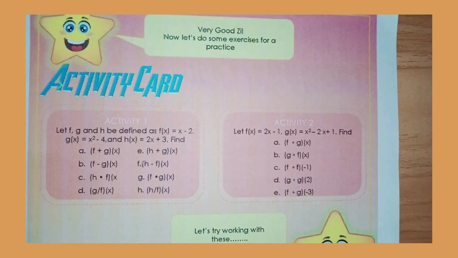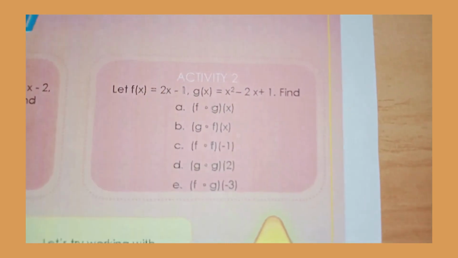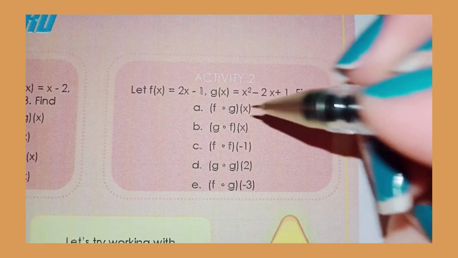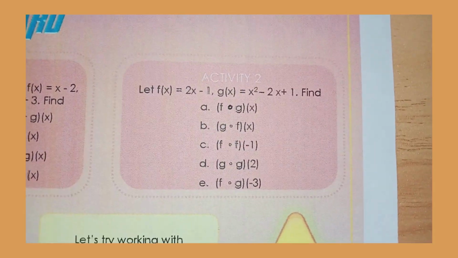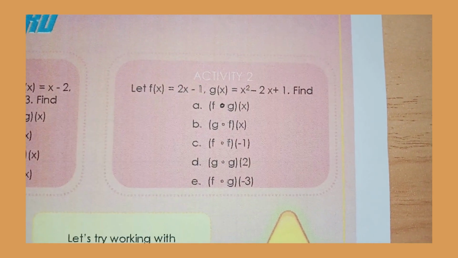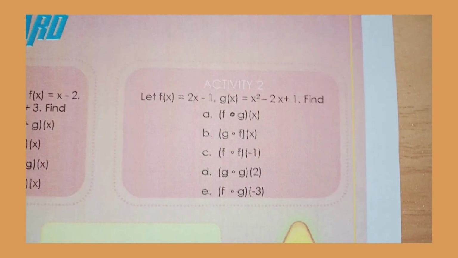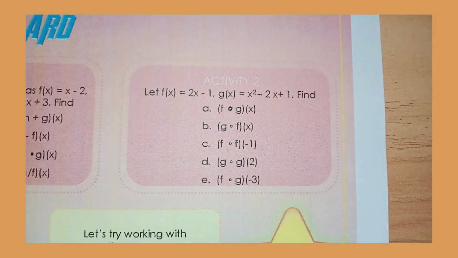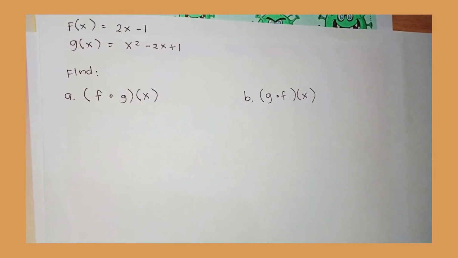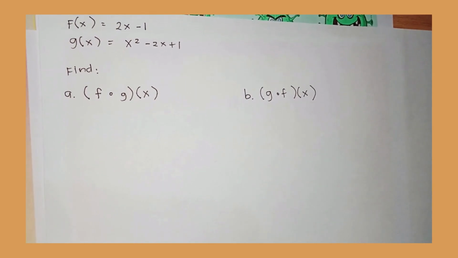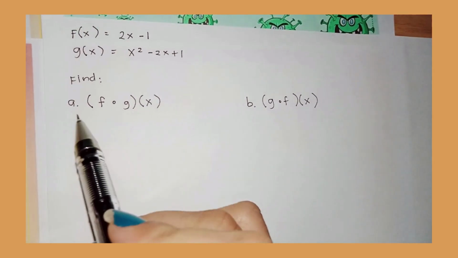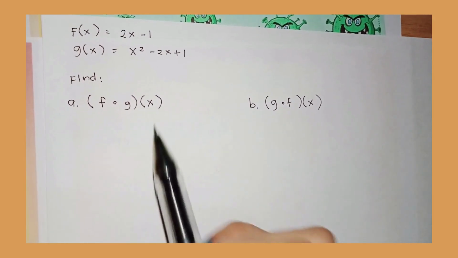Another activity card, activity number 2. Yung activity number 2, this is all about the composition of functions. So, pag meron kayong nakitang bilog na ganyan, pag binasa natin yan, f circle g of x. That is all about composition. Paano ba yung composition? So, these are the example for activity number 2. If we are given f of x is equal to 2x minus 1 and g of x is equal to x squared minus 2x plus 1, letter A, we need to find f circle g of x.